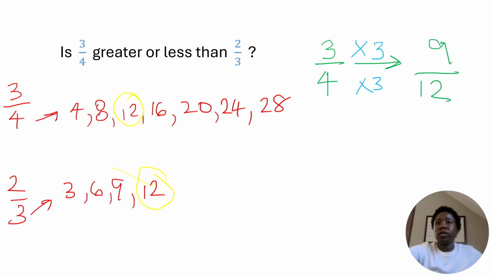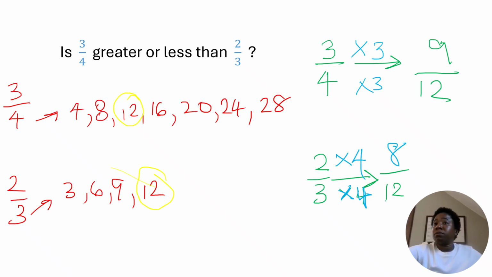The second fraction is 2/3. Again, we need a denominator of 12. So again, what do we multiply 3 by so as to get 12? We multiplied it by 4. Now, whatever we do to the denominator, we must do to the numerator. So then this becomes 8/12 because 2 times 4 is 8.